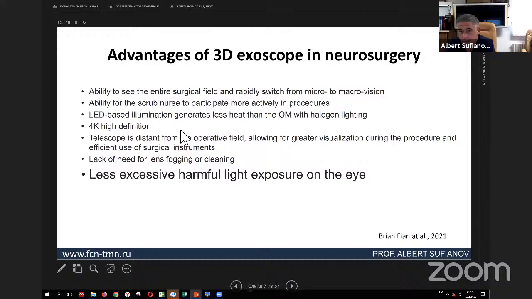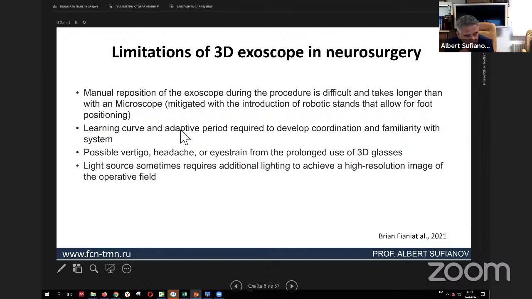Of course, this technology is new, rapidly developing, and has some limitations. There are some limitations, in our opinion and from the literature, as you see in our slide. The most important for us is that it is not a real freehand device. It's a little different for the surgeon to move, because mainly the assistant moves the exoscope. So the main limitation for surgeons is that you must have a very experienced assistant who knows the steps of the procedure very well and what the surgeon wants during surgery, because manual repositioning of the exoscope during the procedure is sometimes difficult and takes longer than with the microscope.